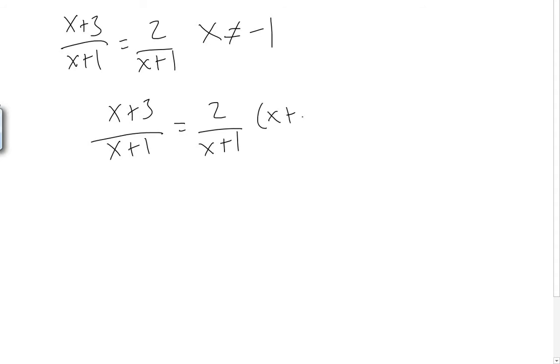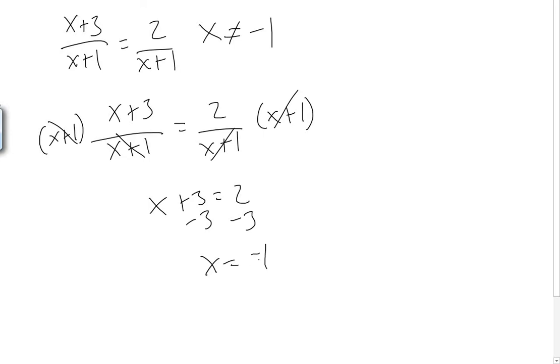So let me rewrite the problem so that I have enough space to actually fraction bust. In this case, there's only one denominator. It's x plus 1. So when I multiply both sides by x plus 1, the denominators cancel. And then I just get x plus 3 equals 2. Well, then when I subtract 3, I get x equals -1. But this was a restricted value.